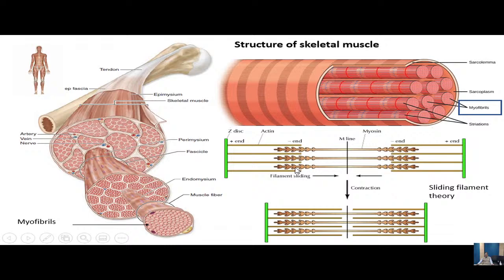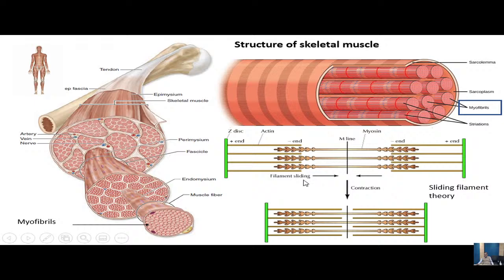Here, the entire extent of the myosin filament would be the dark band, and the part containing the actin filament, together with the actin filament of the other sarcomere, will be the light band. In between the light band there is a Z disc, and in the middle of the dark band there is an M line. M actually means middle, so it is in the middle of the dark band, and it is also known as the M line.